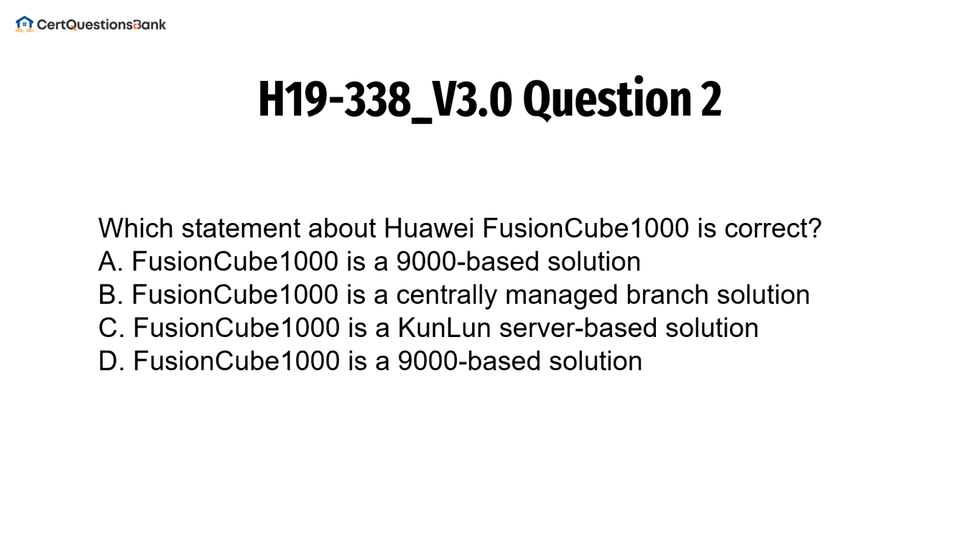Which statement about Huawei FusionCube 1000 is correct? A. FusionCube 1000 is a 9000-based solution. B. FusionCube 1000 is a centrally managed branch solution. C. FusionCube 1000 is a Kunpeng server-based solution. D. FusionCube 1000 is a 9000-based solution.